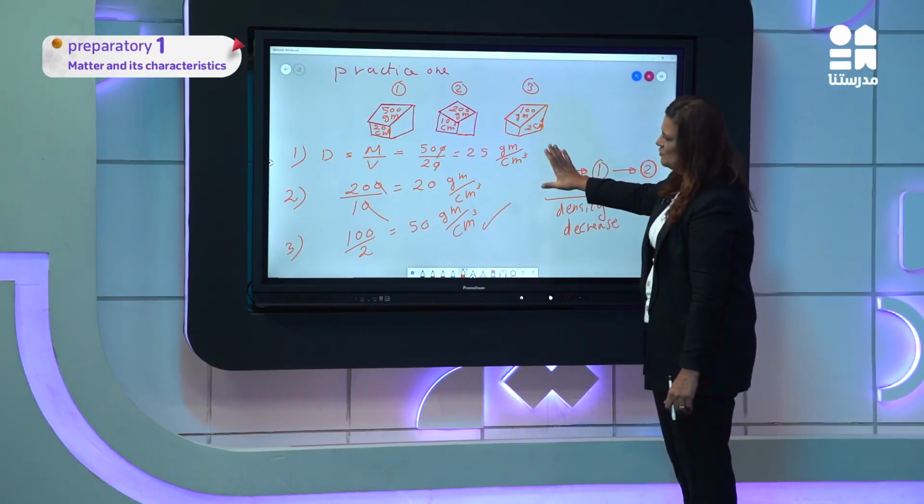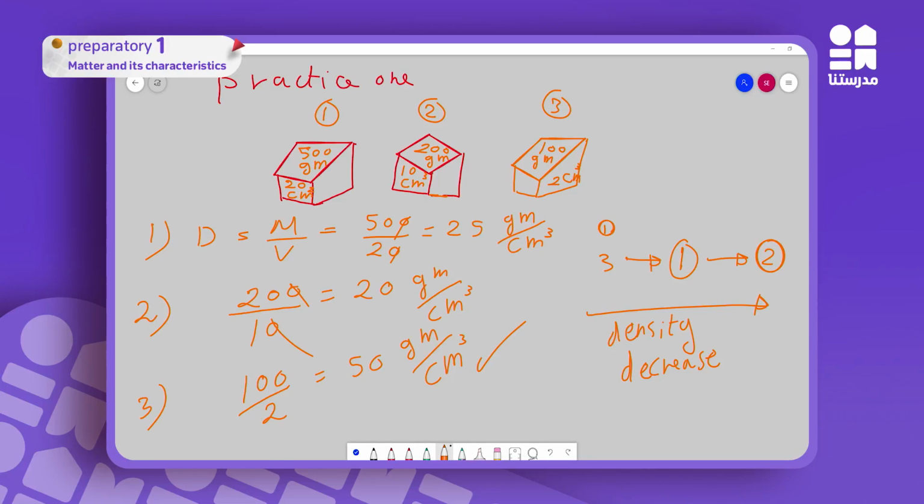This question is very important. It measures your understanding. Here we have 3 cubes. This cube, each one has certain density. By calculating them, I found these values. And then you are going to arrange them from big to small, like this. Okay?